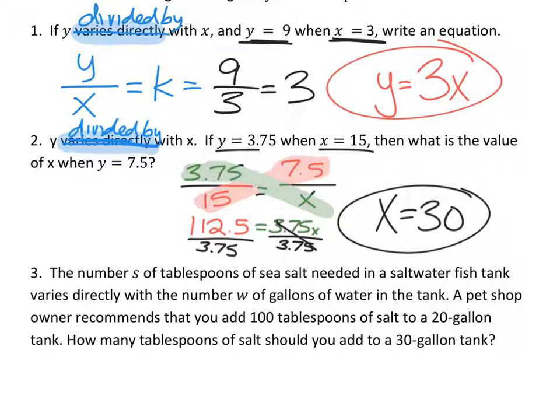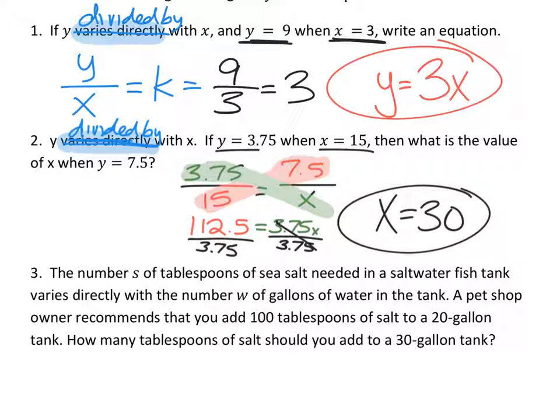I went really fast, so can I back up and talk through this one more time? Setting it up, not bad. Divided by tells me what to divide by. 3.75 divided by 15, because y divided by x. Then I have 7.5, but I don't know the x it's divided by, so I'm going to leave it. We multiply, we multiply. Finish it off by solving for x. All we have to do is divide, and we'd get 30. It's easy, right? This is a special case. It's just direct variation. It's just divided by.